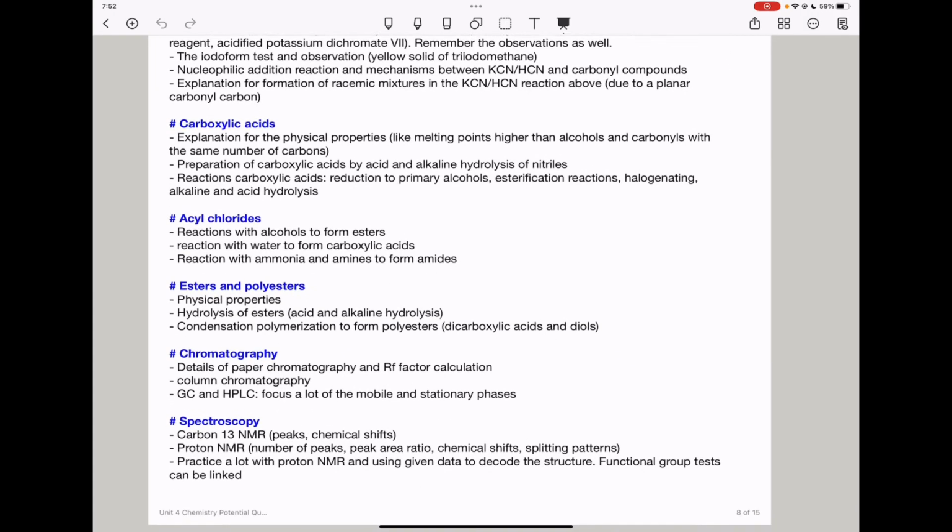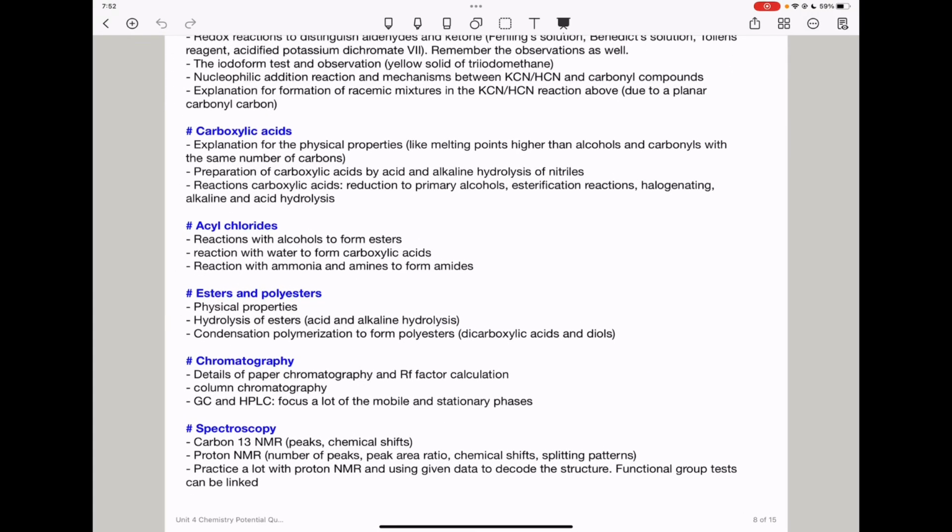When we go to esters and polyesters, of course, this is physical properties as well as hydrolysis reactions of esters that I've already talked about. Esters go through acid hydrolysis to produce alcohols and carboxylic acids. They also go through alkaline hydrolysis to produce carboxylic salts and alcohols. They can ask about condensation polymerization to form polyesters. Remember, polyesters are formed from dicarboxylic acids and diols, or they can be formed from diacyl chlorides and diols.